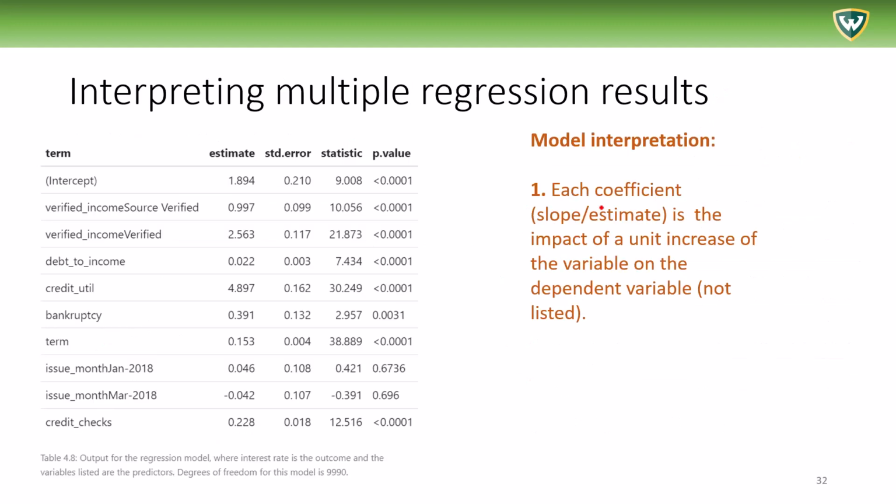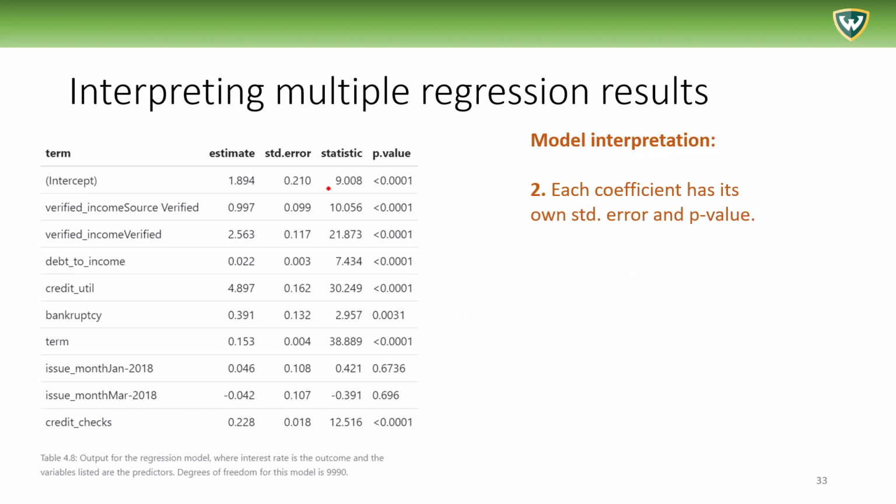So let me give you some general ideas about interpretation of the regression model. Each coefficient, also called a slope or estimate, is the impact of a unit increase of the variable on the dependent variable. Notice the dependent variable is not listed, but you know because you built the model, so you know how you built it, and that's the outcome variable. Now, each coefficient has its own standard error and p-value, as we just mentioned. So you need to look at that too, especially the p-value. The most important is the coefficient itself, and then the p-value.